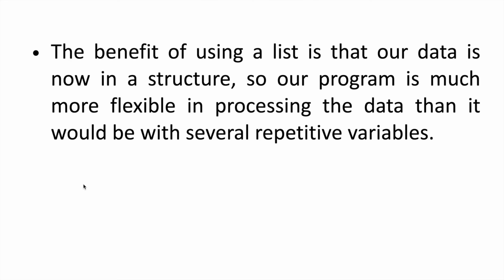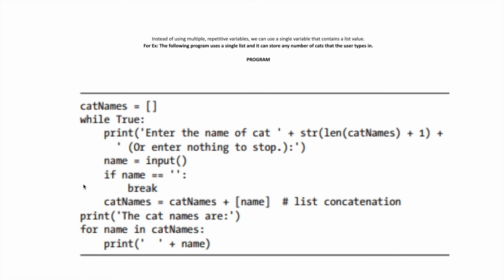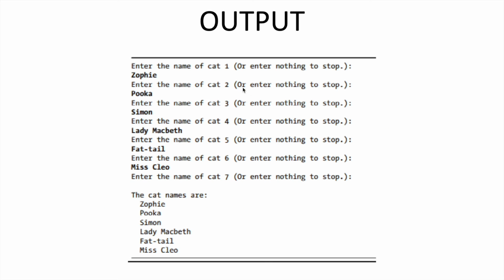So see why I am using this string length here. Initially, what is the length of the cat names list? Initially the length of the cat names list is 0. So 0 plus 1 is 1. String length displays the value 1, so you can see the output: Enter the name of the cat 1.